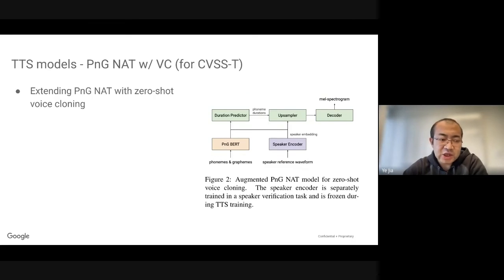For CVSS, we extended PNG-NET with zero-shot voice cloning capacity. We did so by adding a speaker encoder that was separately trained in a speaker verification task.